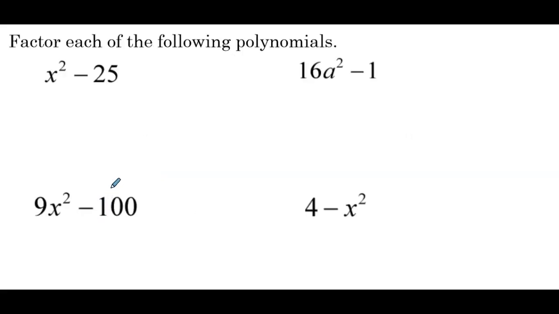So let's practice. Factor each of the following polynomials. So x squared minus 25. First, do we have the difference of two squares? x squared and 25 are perfect squares. Subtraction, so we do. So we can factor this as x minus 5 times x plus 5. Right? Essentially, we're going to take the square root of each term and create conjugate factors.